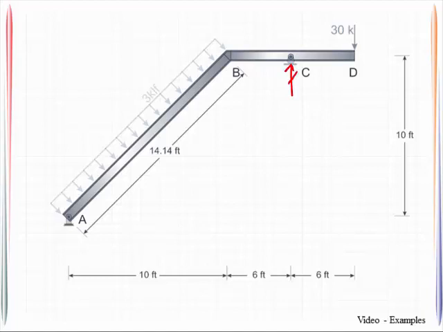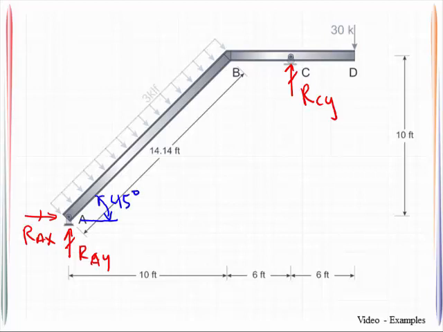I'm going to go ahead and start labeling these. So this vertical reaction is the reaction at CY, RAY, and RAX. Looking at the dimensions of all this, you'll notice that this is 45 degrees.